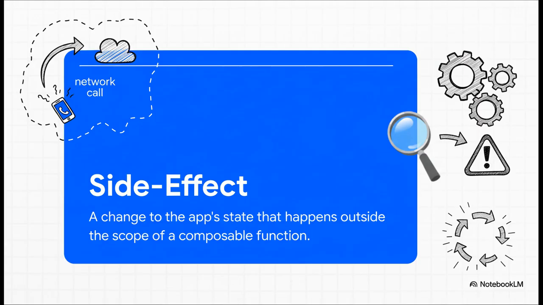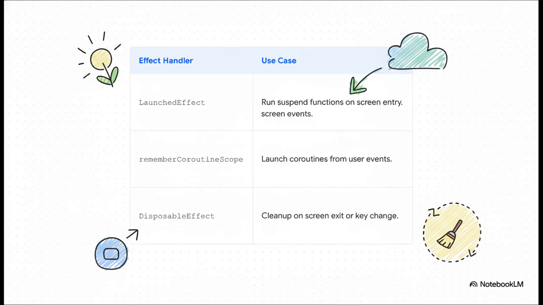And here's the tricky part. Remember how composable functions can be rerun over and over again? Because of that, you can't just launch a network request from inside one. You'd end up with a dozen requests firing off. So we need a safe, controlled way to run that kind of logic. And for that, Compose gives us a perfect set of tools called effect handlers. Think of this table as your cheat sheet.